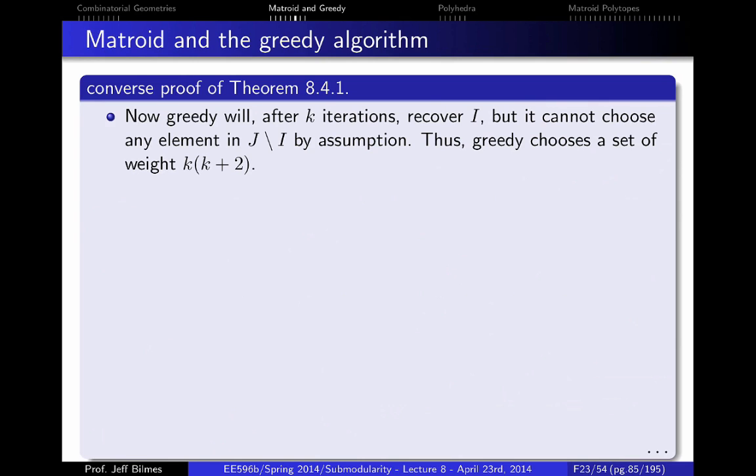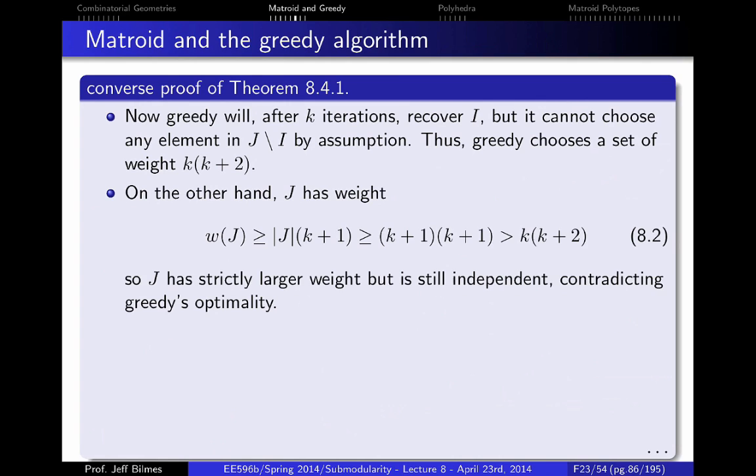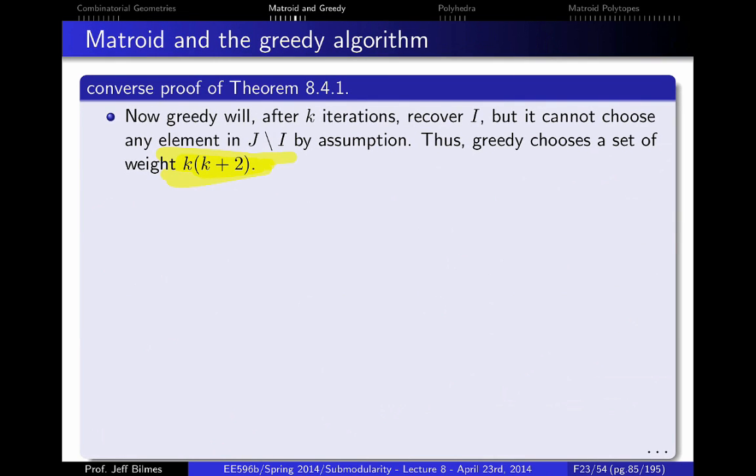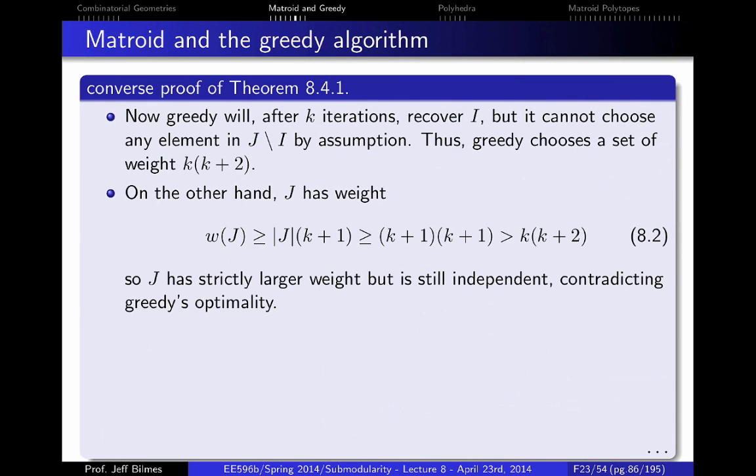So the total value, the maximum weight, is going to be k, which is the size of I, times k plus 2, which is the weight of each element in I. Okay, so this is what greedy is going to do, just by the definition of greedy. And now the assumption is that greedy produces the set of maximum weight. But the problem is that J is going to have a weight of what? It's the size of J times k plus 1, exactly the weight of J if there's no intersection between J and I.